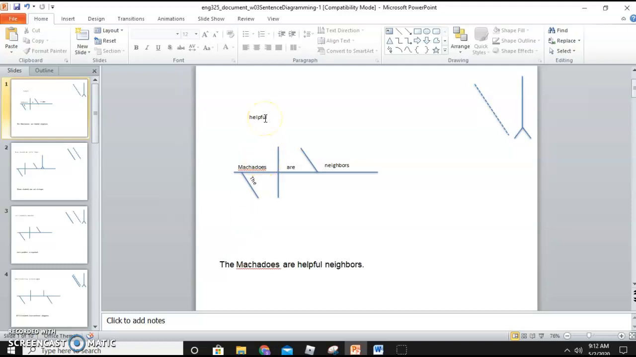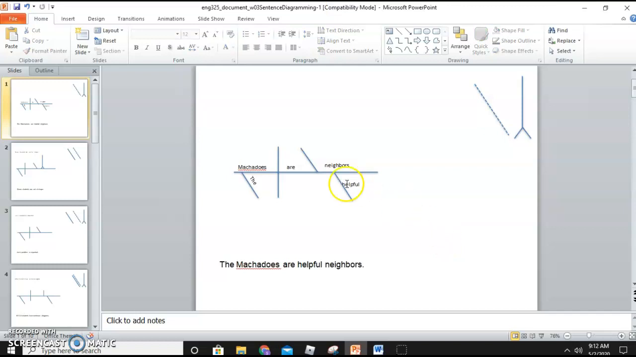Okay, and then I have helpful. Helpful is describing what? It's describing what type of neighbors they are. So again, I'm going to need a slanted line. It's coming off of neighbors because that's what it's modifying. And I drag helpful, and I could just leave it like that if I wanted.